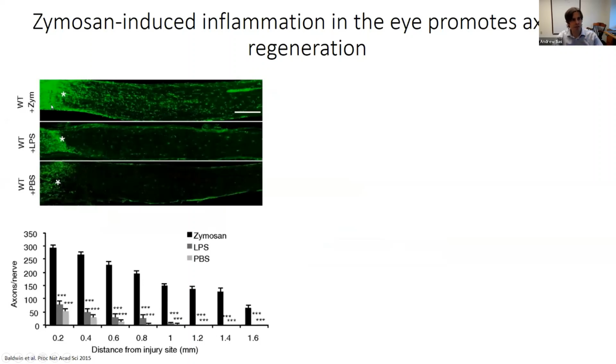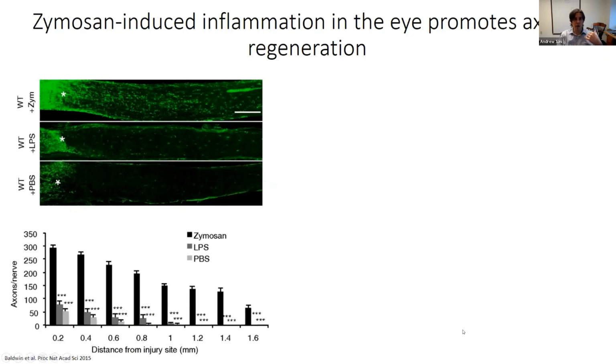The staining is GAP43. GAP43 is a growth-associated protein that is seen in regenerating axons. And what you can see is that you get this nice linear staining pattern of GAP43 in the mice that underwent optic nerve crush and then were injected intraocularly with Zymosan. However, if you inject LPS or PBS intraocularly, you don't get that regeneration. You can take a grid where you can measure out the distance from the crush injury, and you can count the number of axons in a section, and then determine how much regeneration has occurred and how far this is from the crush site. And this is denoted down here in the bottom left-hand panel.